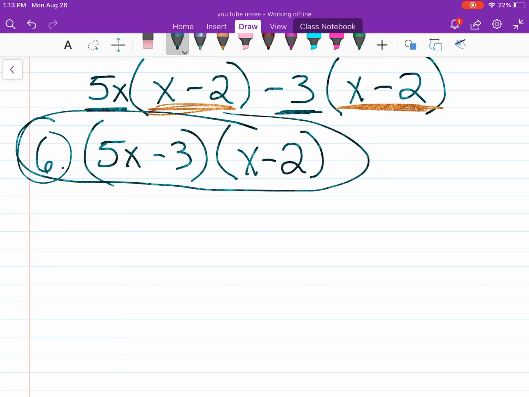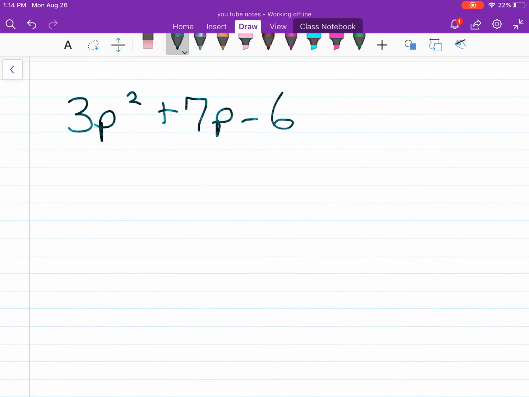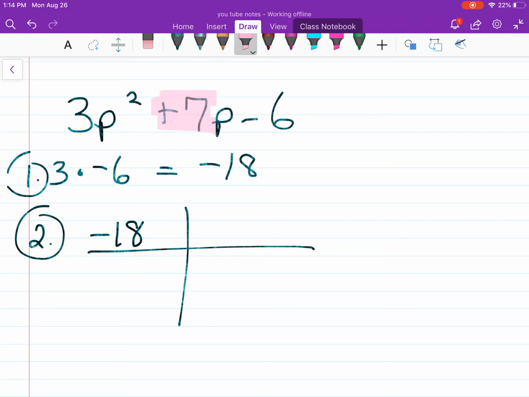This time we'll work with one that has a negative c. All right, so we have 3p squared plus 7p minus 6. Same concept. You're going to go 3 times negative 6. Well, this time it equals a negative 18. So that's step 1. Step 2, I'm going to go negative 18. This time it has to add up to a positive 7.